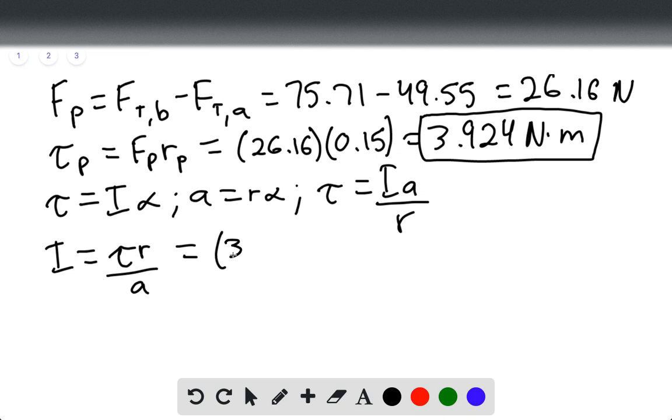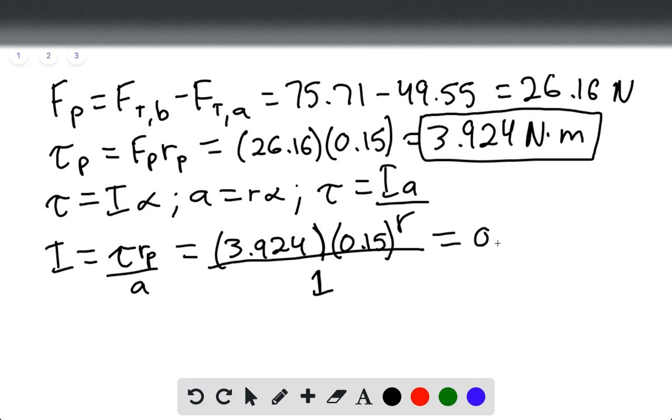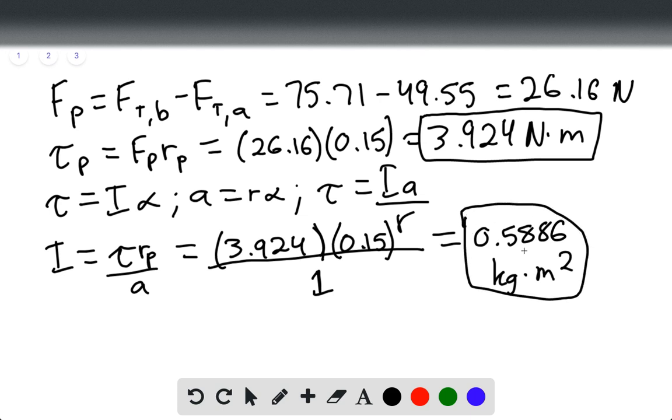And we can say 3.924 times the radius of the pulley. So this is going to be 0.15, all divided by a, which is essentially just 1. And this is going to equal 0.5886 kilogram meters squared. So this will be the moment of inertia of the pulley. This is your second answer for part C.